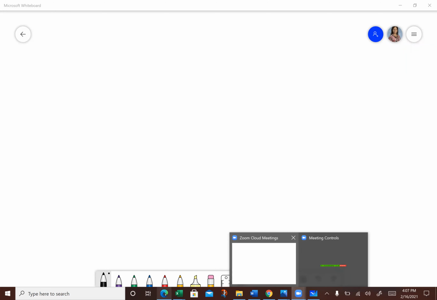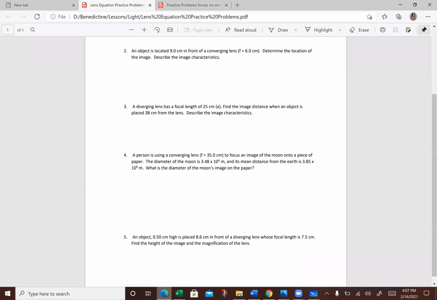All right, cadets, let's go through these last two problems, numbers 4 and 5, on your lens work. Okay, so we didn't get to these in class. Some of you might have gotten number 5 done, so I'm going to jump to number 5 first, where we have an object that is 0.5 centimeters high, placed 8.6 in front of a diverging lens. So that was key. The couple that I've seen today, we missed a little bit of that.